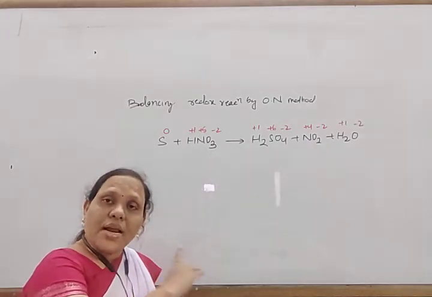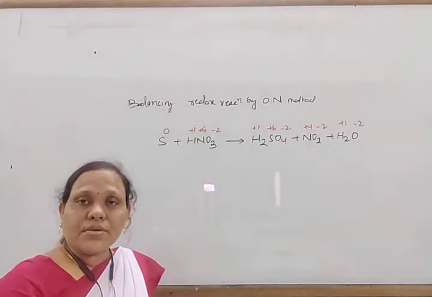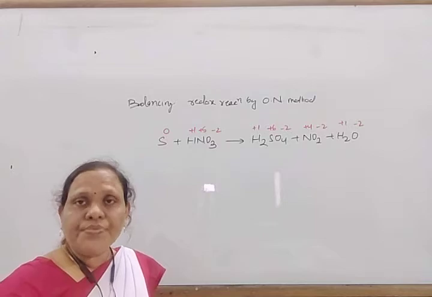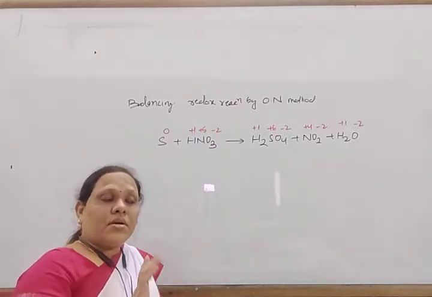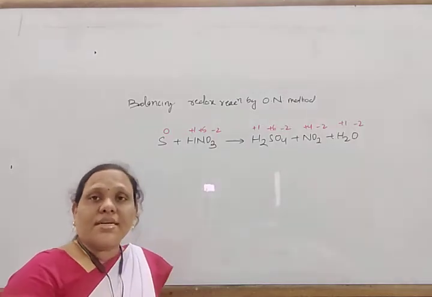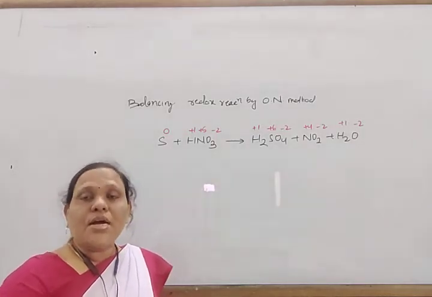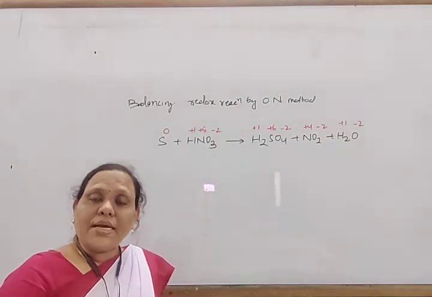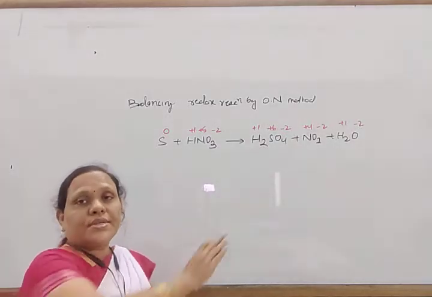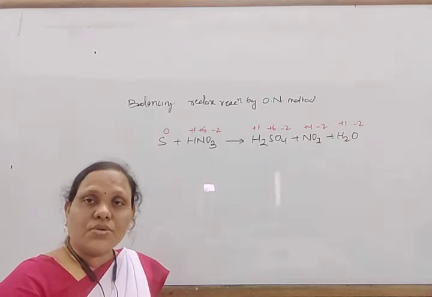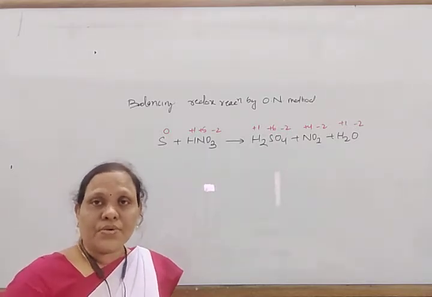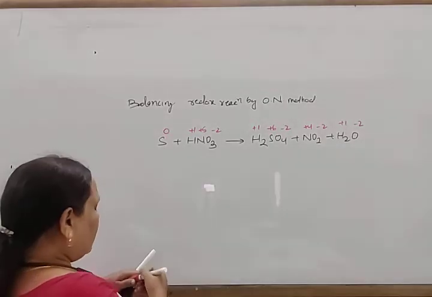But in the total reaction, the number of electrons lost should be equal to the number of electrons gained. To balance this, multiply by a suitable number on the reactant side so that the number of electrons lost is equal to the number of electrons gained.